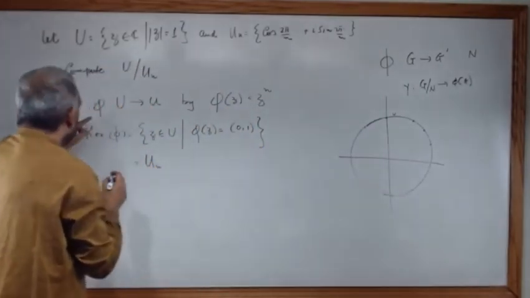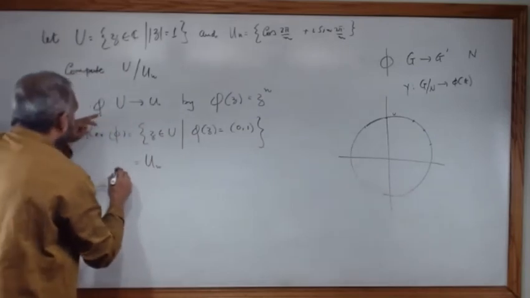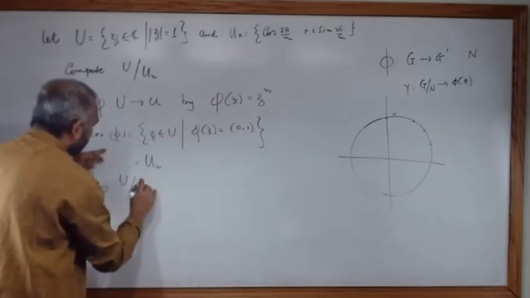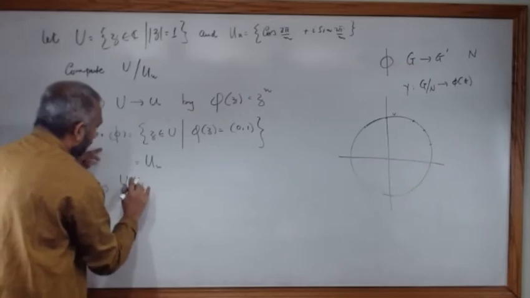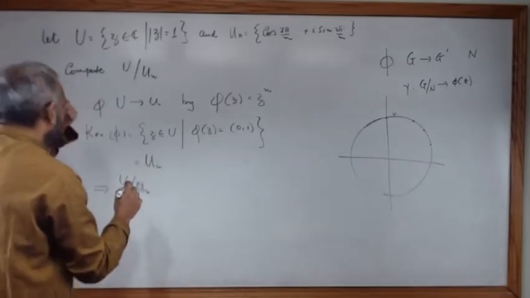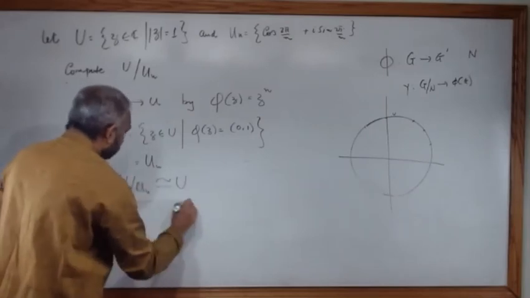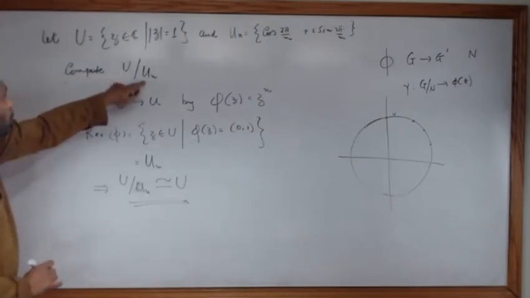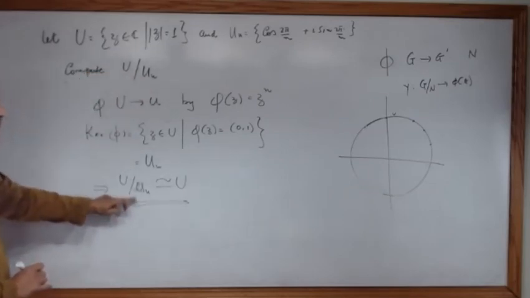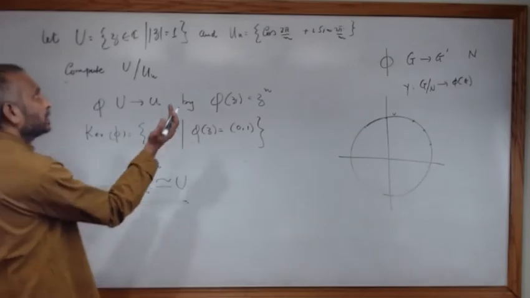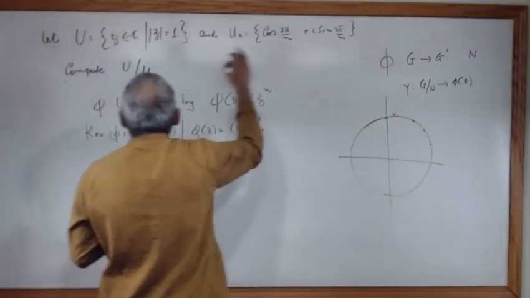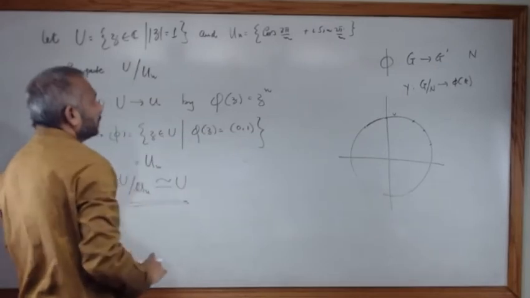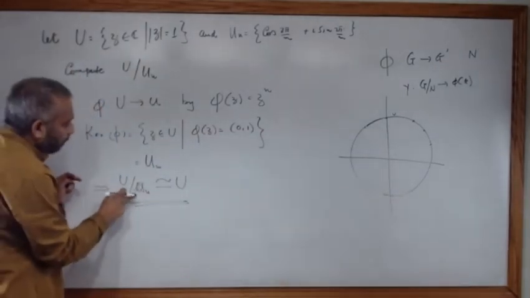So here, G is U, and the kernel is Zn or Un, and this is an onto mapping, so this is isomorphic to U. So the factor group U over Un is isomorphic to U, which makes sense because this is a finite number of points, and this is an uncountably infinite number of points. So this factor group is isomorphic to U.